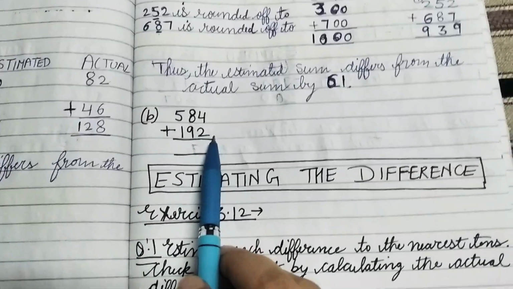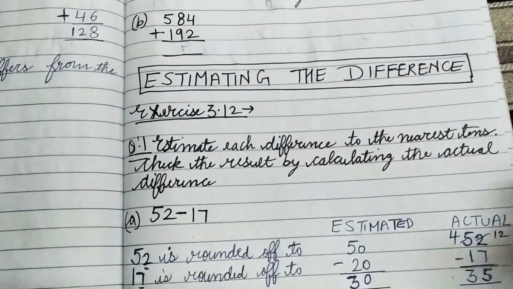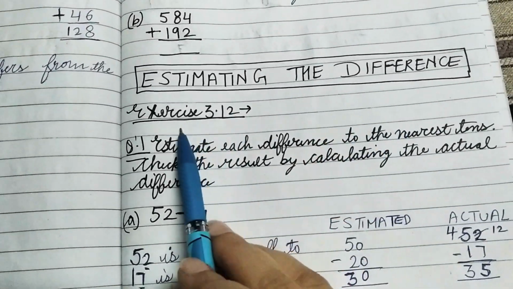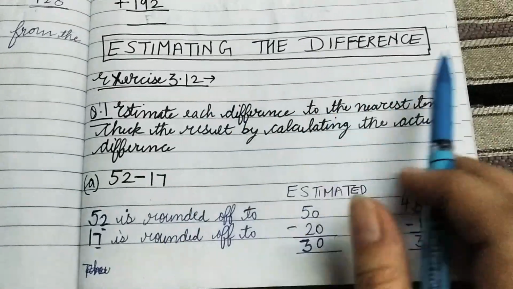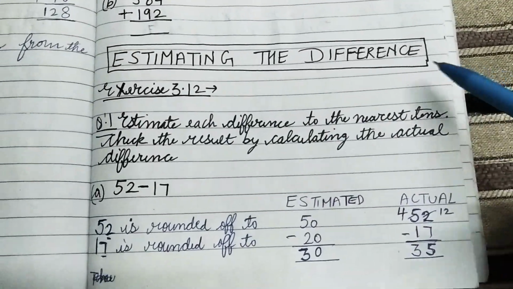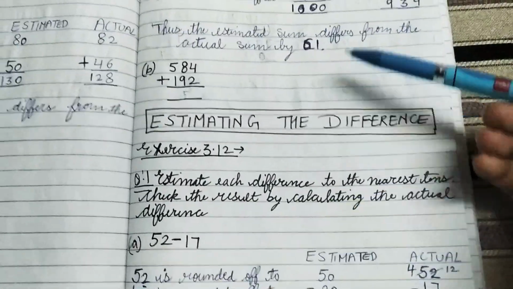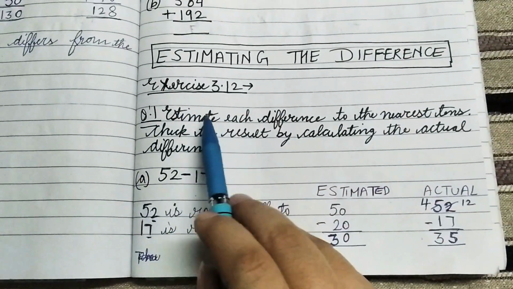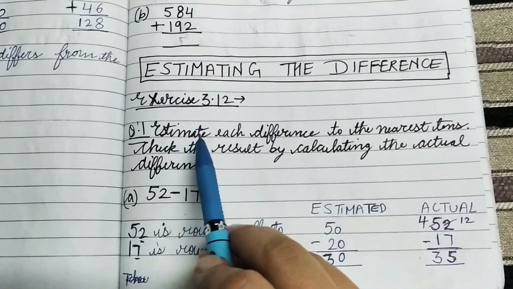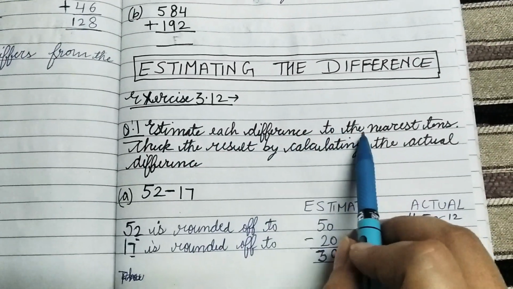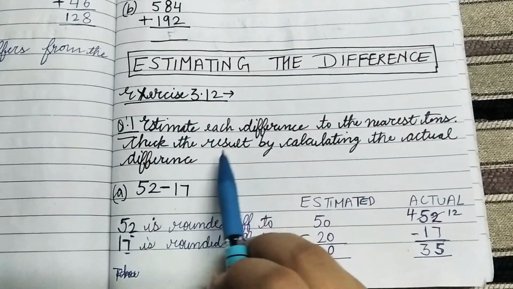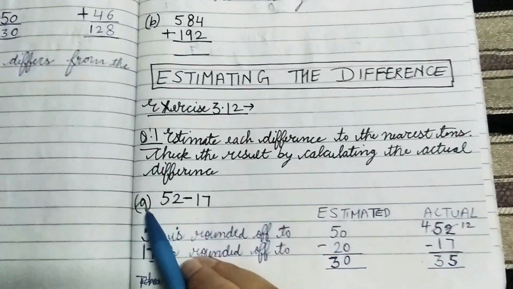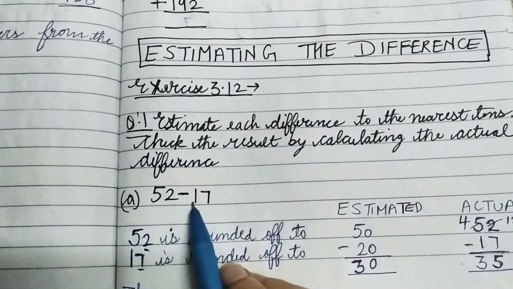Now coming to the next topic, that is estimating the difference. Here we will discuss exercise 3.12. So you will calculate the difference also in the same way as you have calculated the sum. How? In the first question it is given, estimate each difference to the nearest tens. Check the result by calculating the actual difference. Now first A part is given to you as 52 minus 17.